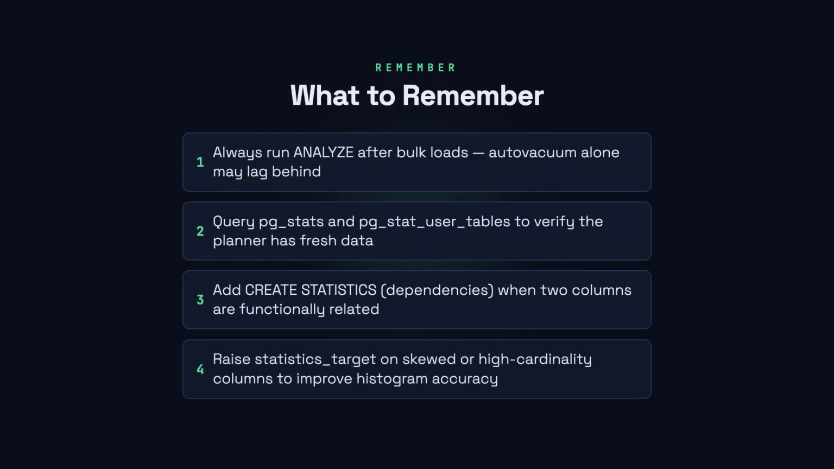Stale numbers after a bulk load, correlated columns without extended statistics, and a low statistics target are the three most common causes of bad cardinality estimates, and all three are catchable in a pull request review.